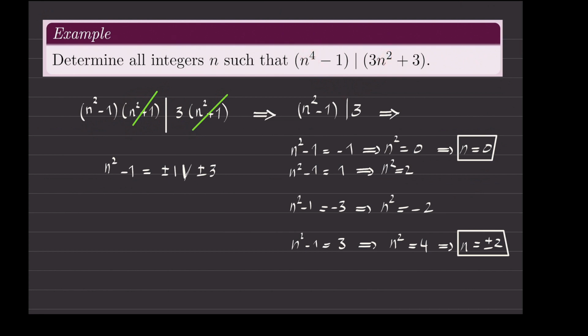So the left-hand side becomes what? 16 minus 1 is 15. And the right-hand side becomes what? 3n squared plus 3, which is... let me double check. Yes, that's correct. Because if I put plus or minus 2, the left-hand side becomes 15. The right-hand side also becomes 15. Yes, that's correct. So all these answers are indeed acceptable.